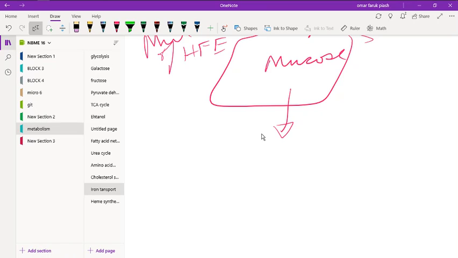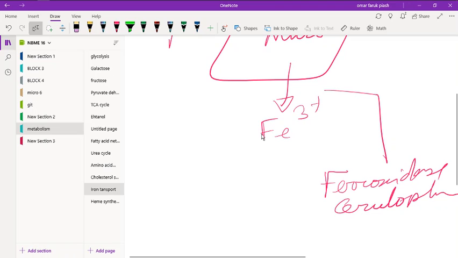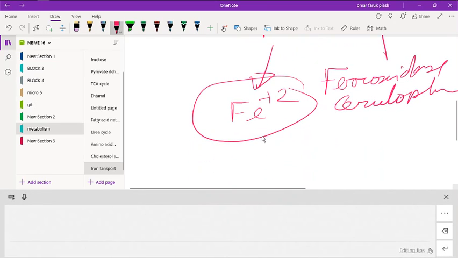Then the ferrous iron entering into the mucosa is again converted into ferric with the help of peroxidase, also known as ceruloplasmin. Then this ferric can again be converted into ferrous, and the iron can go into the bone causing erythropoiesis, and that's how iron metabolism goes.